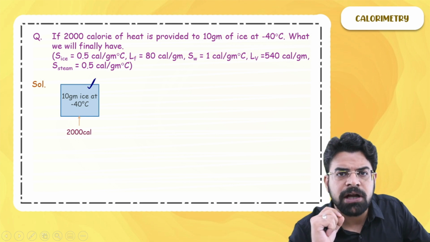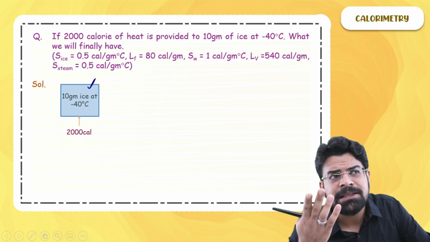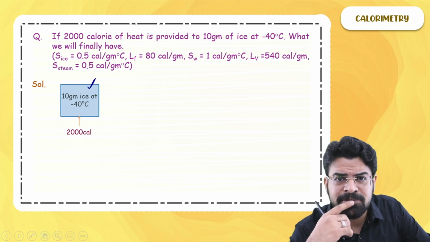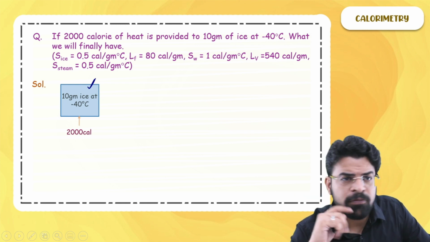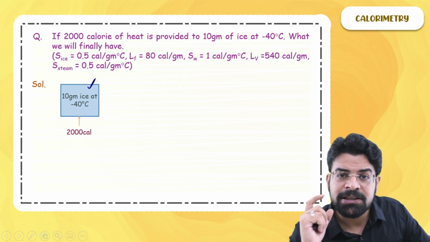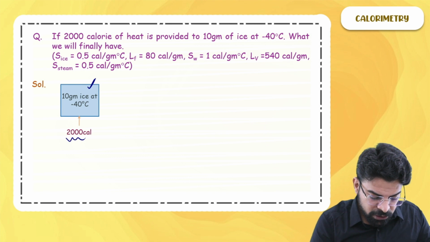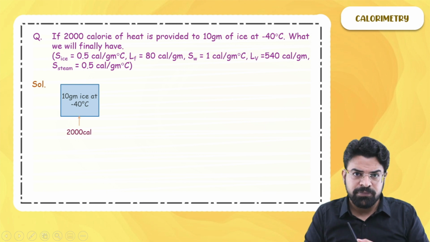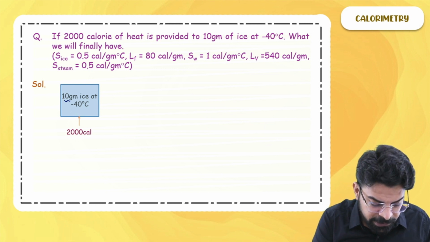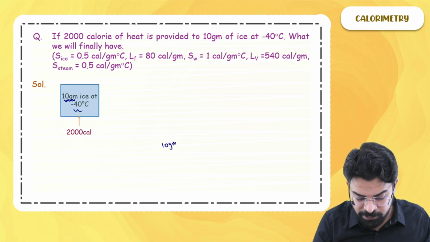As soon as you start providing heat to ice at -40, what happens? Sir, its temperature starts to increase from -40, up to 0. What special thing happens at 0? Sir, at 0 degrees centigrade, the phase starts to change. So first the temperature of ice will increase. Now the question is, how much heat will be required to convert 10 gram of ice at -40 into 10 gram of ice at 0 degrees centigrade?